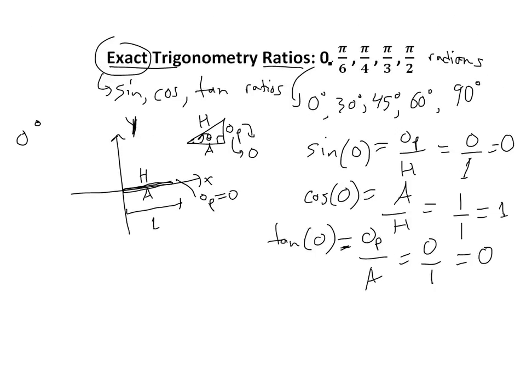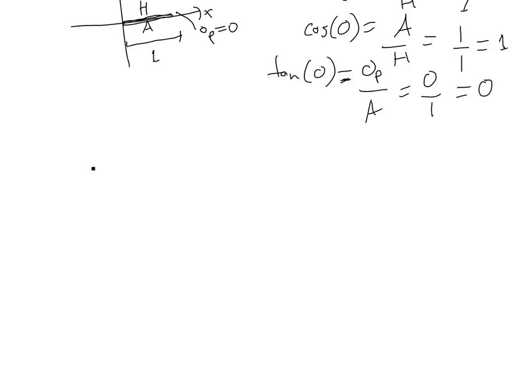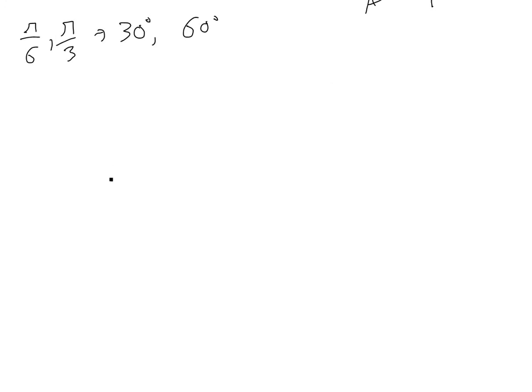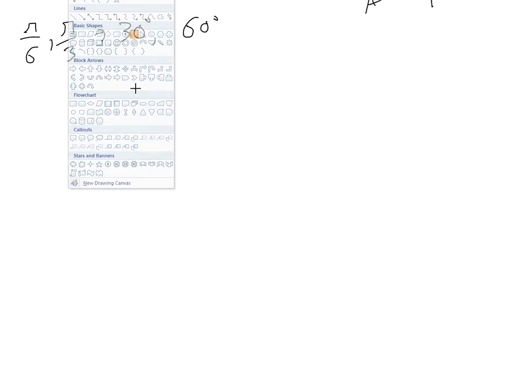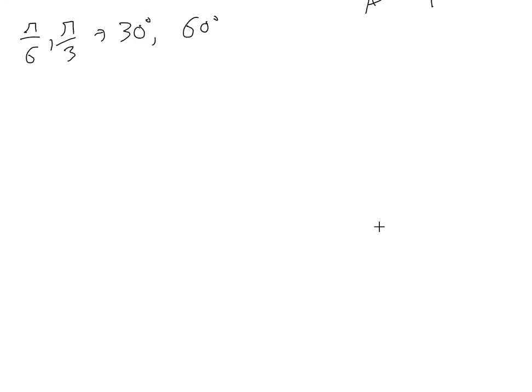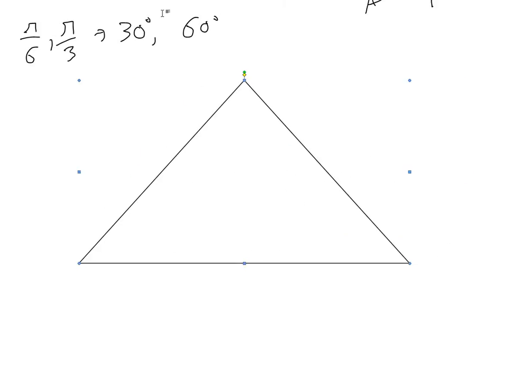pi over 6 and pi over 3. These ones are actually tricky. Pi over 6 and pi over 3 correspond to 30 degrees and 60 degrees. Okay, let's draw an equilateral triangle right here. I'll make it a bit bigger so I can write in it, because sometimes my writing is messy. Alright, let's cut it in half.